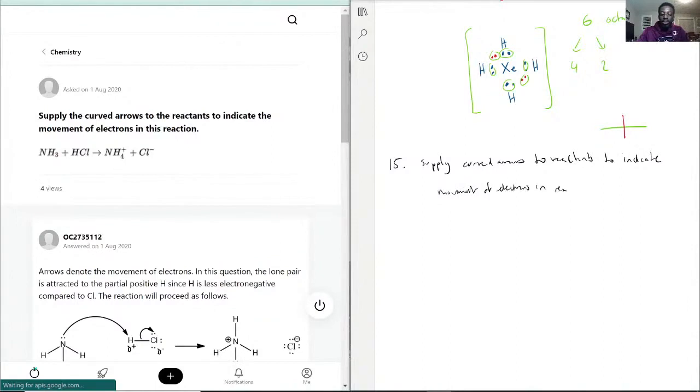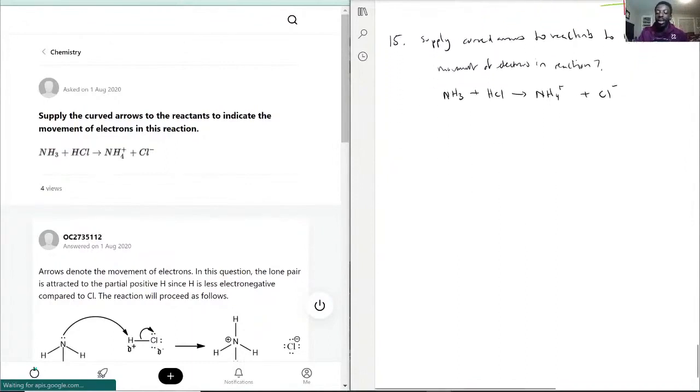Okay, so with that being said, we have this formula here: NH3 plus HCl turns into NH4 plus Cl minus. First we just have to do a quick glance at this balanced equation, which it is, and then what we need to do is draw out the molecules for each to see what's going on here.